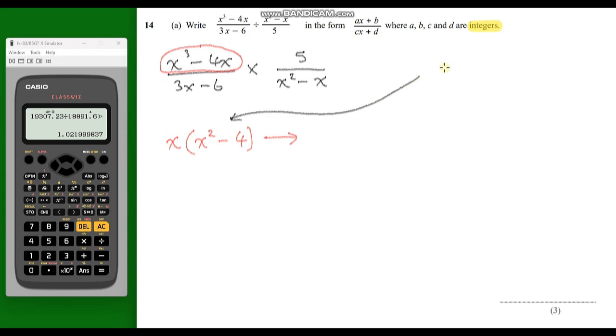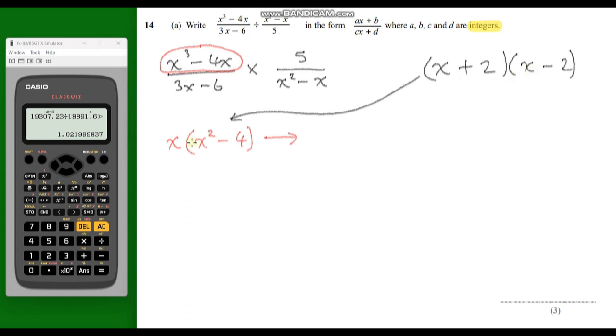The square root of x squared is x. The square root of 4 is 2. So we're going to have x plus 2 in one bracket, and x minus 2 in another bracket. It does seem like a bit of magic, but this is correct. And you can check this if you want, just by expanding the brackets.